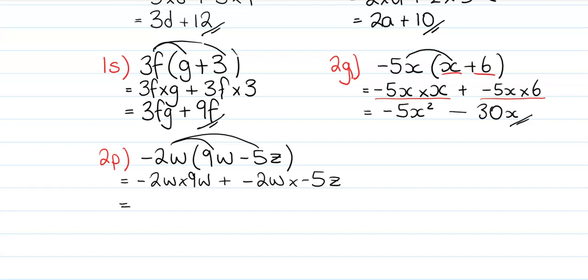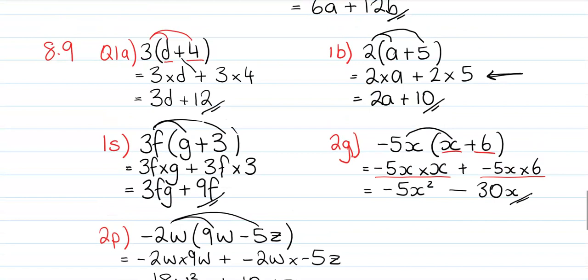Right, so negative 2 times 9 would be negative 18. W times w is w squared. Plus negative 2 times negative 5 is positive 10. W times z is just wz. So rewrite it. Actually, I won't even rewrite it. I'll just make that a plus. So I've got 2 positives, make a positive. Okay, I hope that's starting to make sense.